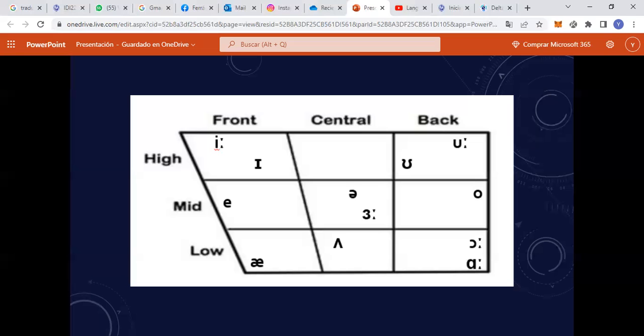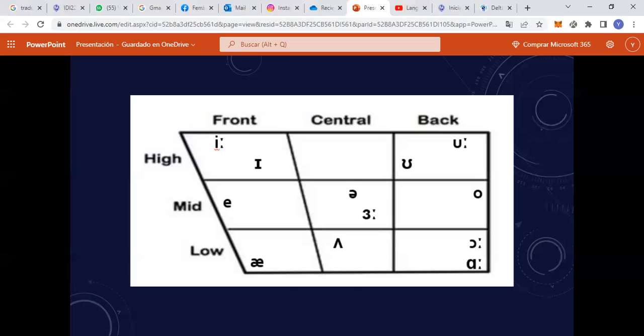So we have the tense E as in see, the relaxed E as in said, and the A as in sad. Bead, the tense E; bed, the relaxed American E; and bad, the A as in bad. So that's the front vowels.